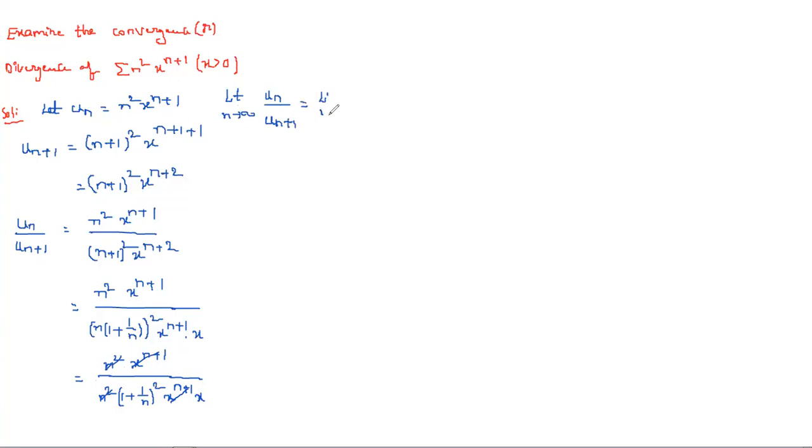Limit n tends to infinity. What about the remaining part? Here it is 1 plus 1 by n whole square into x. So substitute infinity in place of n. If we substitute that, what will we get? 1 plus 1 by infinity whole square into x. Anything by infinity is 0, so 1 plus 0 is 1. So 1 into x is nothing but 1 by x.